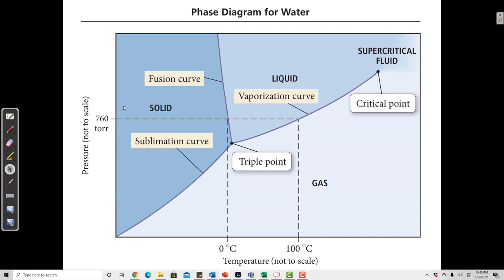This diagram is showing me what state of matter, what phase the water is going to be in as a function of temperature and pressure. So we are very familiar with water as it changes from a solid we call ice to a liquid we call water to a gas we call steam. So we know all about water. What we know about water occurs right here on this red line. That's all your intuition can tell you about water.